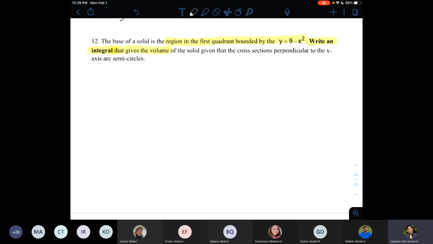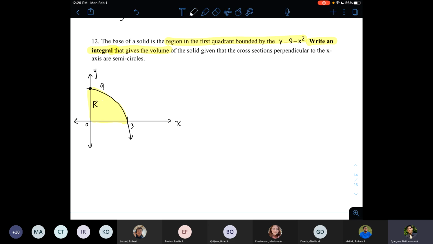Okay, going back to the problem, the base is in the first quadrant, bounded by the parabola 9 minus x squared. 9 minus x squared is a parabola opening downwards with vertex when x is equal to 0, giving us y equals 9. Okay, there we go. And then the point of intersection here, when y is 0, x is equal to 3. Maybe I'll put the 3 over here. This is x equals 0. This is the region R.